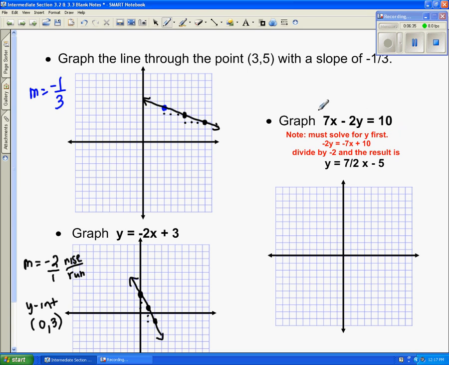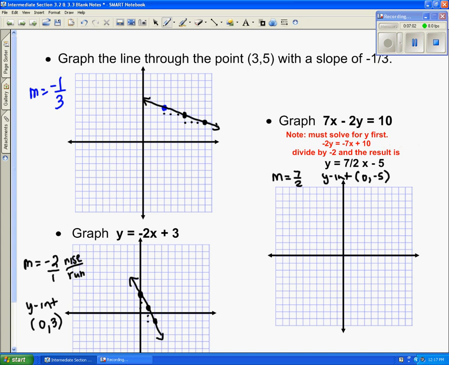My last graph says graph 7x minus 2y equals 10. The first thing we have to do is solve for y. If you look over that, I divided it, and my result when I solved for y was this. Of that equation, my slope is 7/2 and my y-intercept is the ordered pair (0, -5). So I want to graph that.